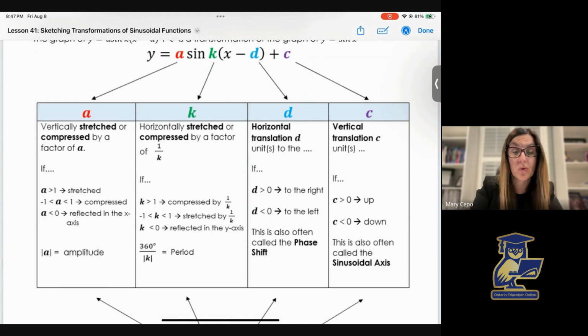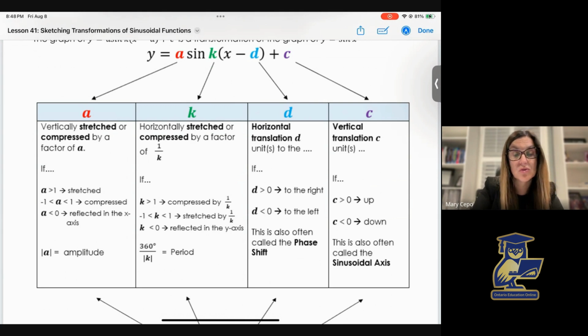K represents any horizontal stretches or compressions by a factor of 1 over k. So if k is greater than 1, then we're compressing the function by a factor of 1 over k. If, however, we have a value of k that's between -1 and 1, we're stretched by a factor of 1 over k. If, however, k is negative, then we know we're reflecting in the y-axis this time.